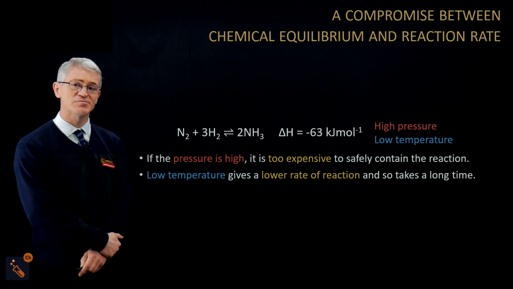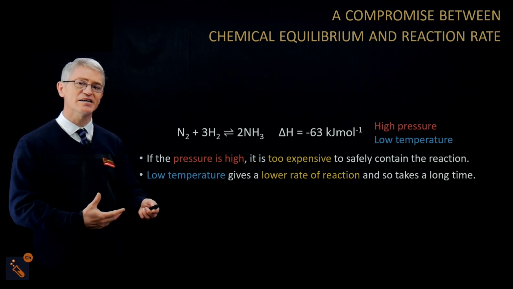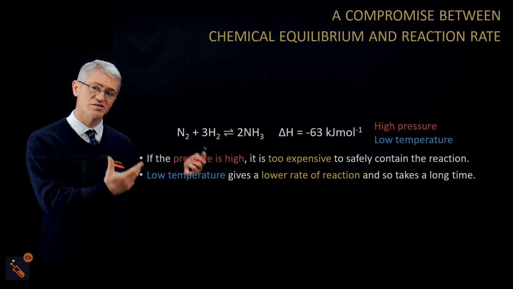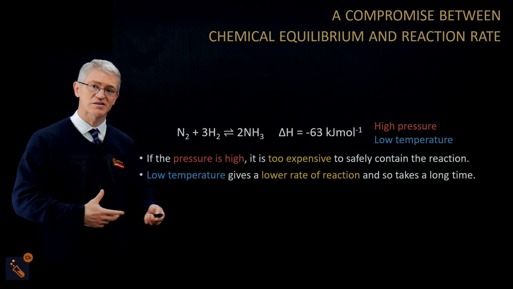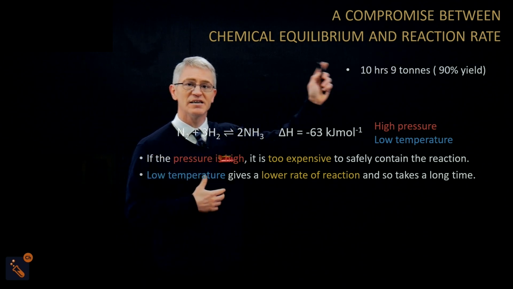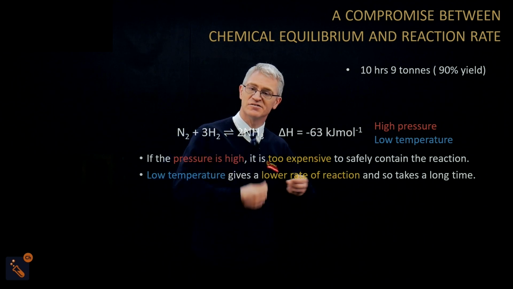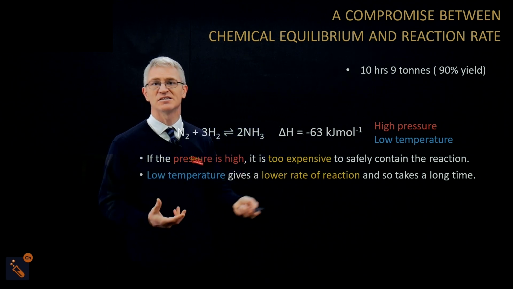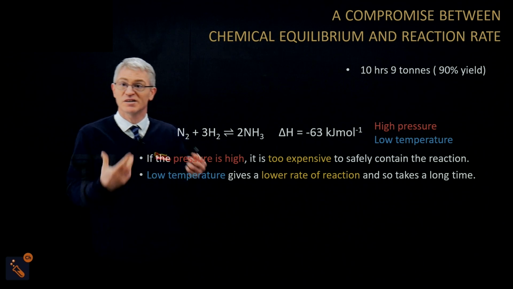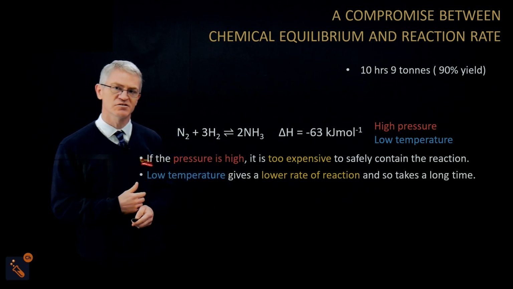Next thing, the lower temperature gives a lower rate of reaction and so takes a long time. So you'll get a high yield, but you'll get it over a longer time. Okay, so I always give this simple example to my students. Let's imagine you do the reaction and in 10 hours you get 9 tons. And 9 tons, if you calculate it, is a 90% yield. Well, that's really good. You got a really high yield. Did it in 10 hours. It took quite a long time to do it.